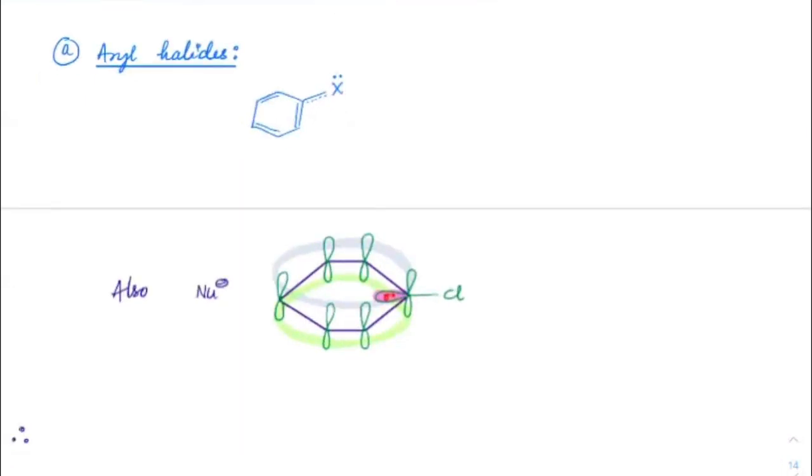So the first case where you will see SN2 will not happen is the aryl halides. In aryl halides, you will see the lone pair present on the halide will undergo resonance stabilization with the benzene. Because of which we can say a partial double bond character will inhibit the SN2 reaction.